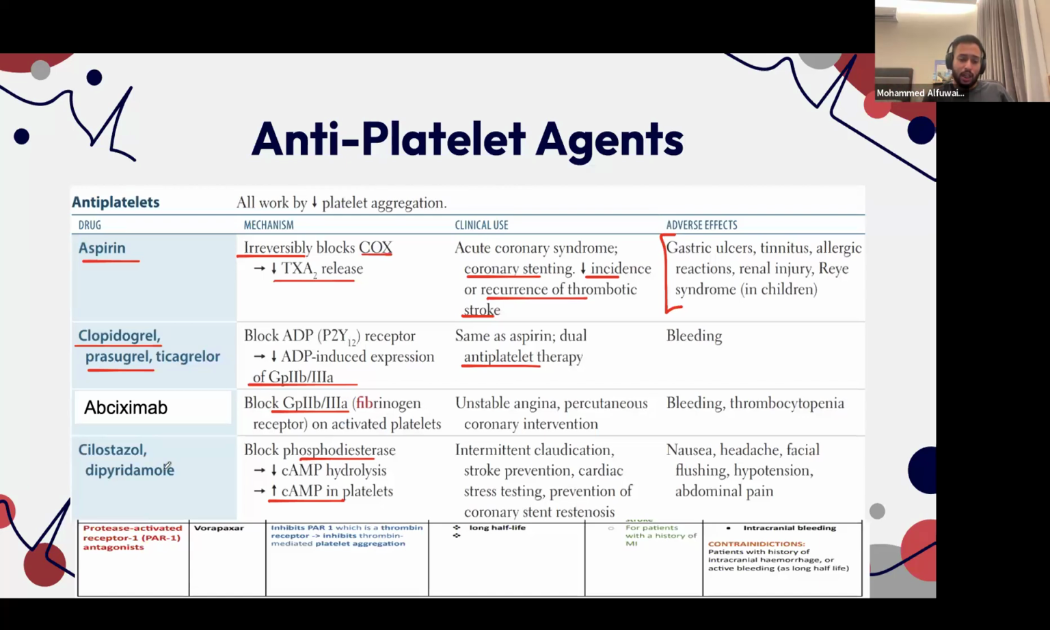Okay. Now you have these drugs, the protease activator receptor 1 antagonists, which will basically inhibit platelet aggregation. And the contraindication is hemorrhage. All of these drugs, side effect important to remember, bleeding. Okay, bleeding. Makes sense because it inhibits platelets. Okay, that's the majority of what you need to know for antiplatelet agents.